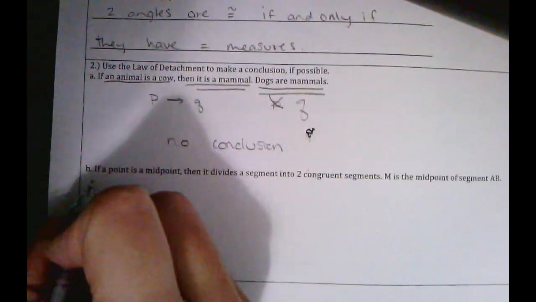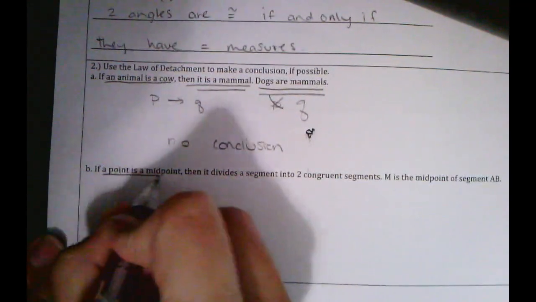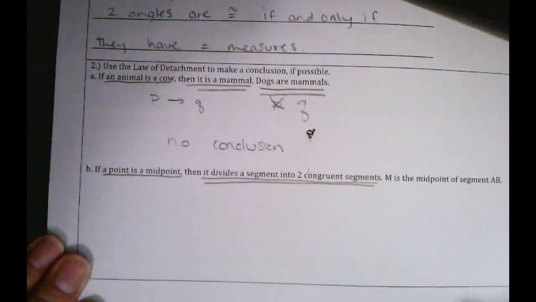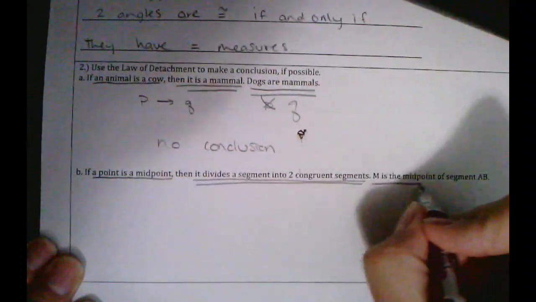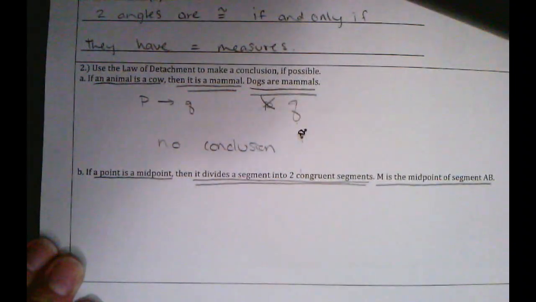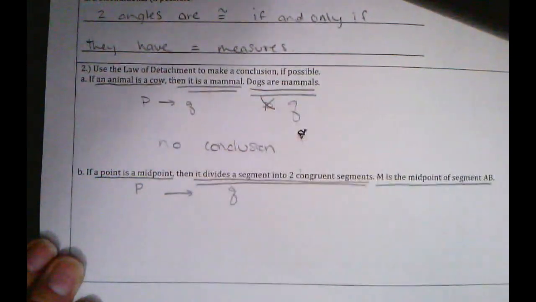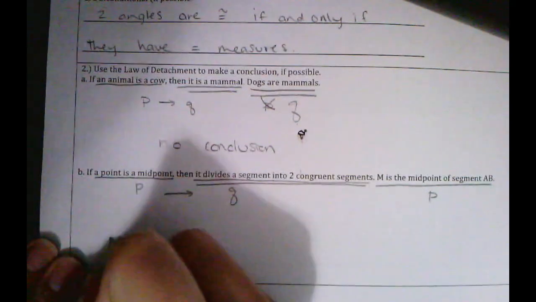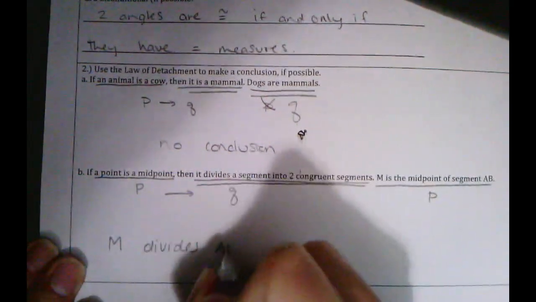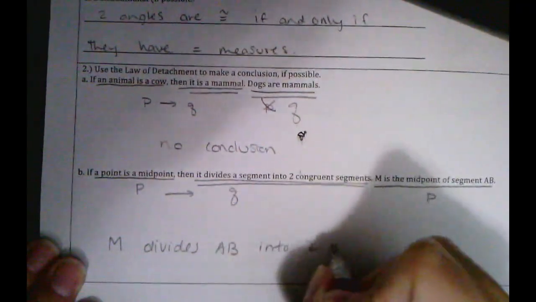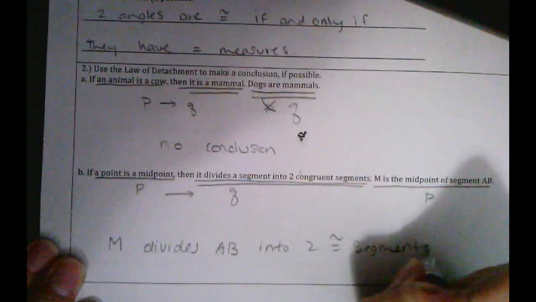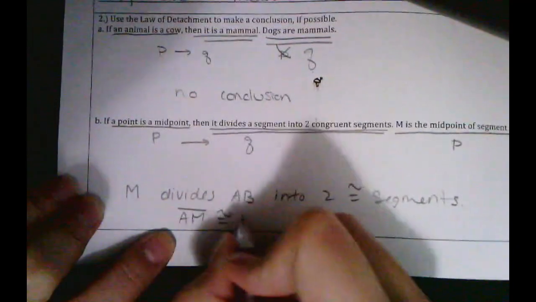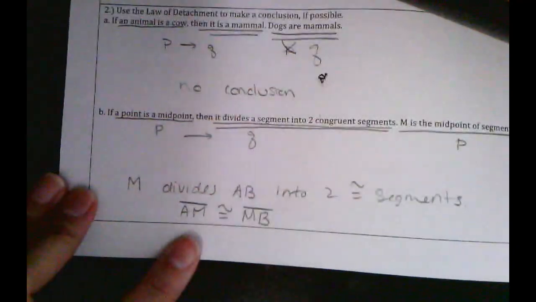For the second question, it says, if a point is a midpoint, then it divides a segment into two congruent segments. M is the midpoint of segment AB. This is a P, this is a Q. This is a P. We can now conclude Q. So we can say M divides AB into two congruent segments. You can also say, shorter, AM is congruent to MB. Either one of those.